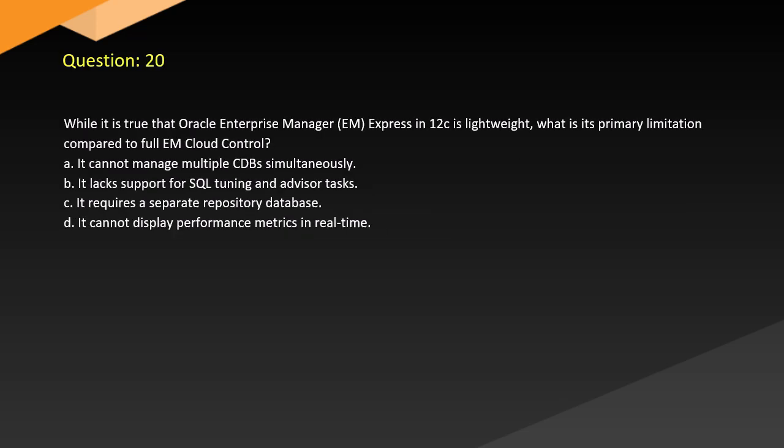Question 20. While it is true that Oracle Enterprise Manager EM Express in 12c is lightweight, what is its primary limitation compared to full EM Cloud Control? A. It cannot manage multiple CDBs simultaneously. B. It lacks support for SQL tuning and advisor tasks. C. It requires a separate repository database. D. It cannot display performance metrics in real time.